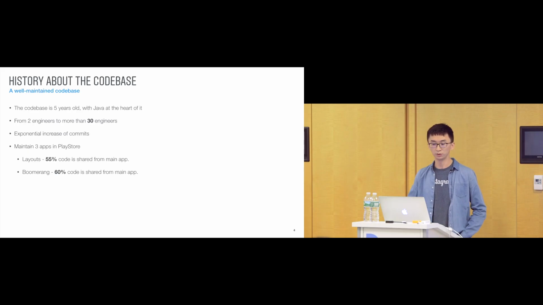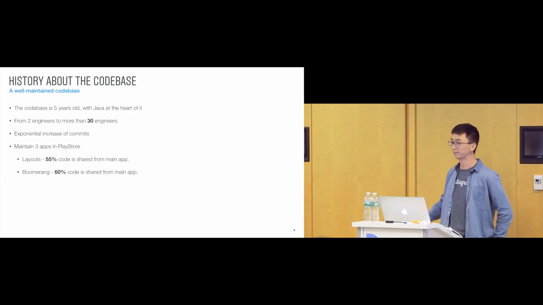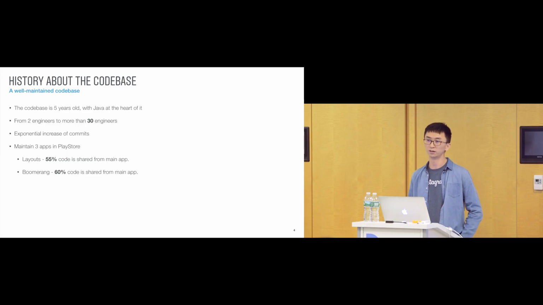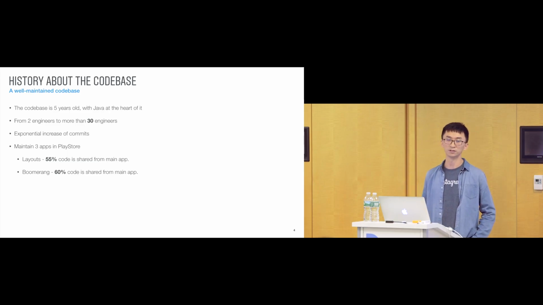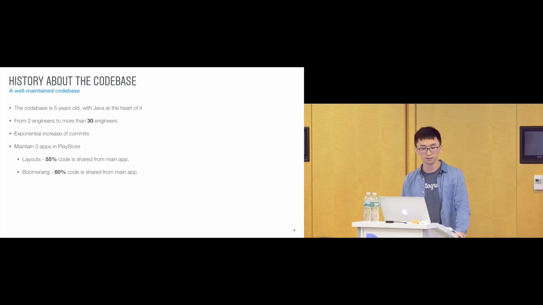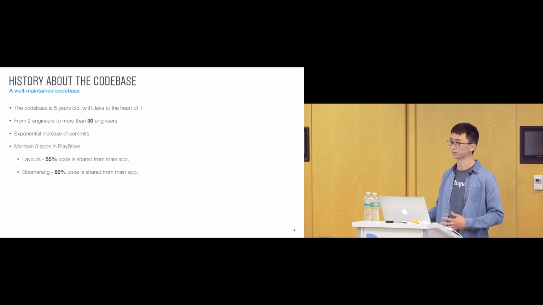So a little bit about the code base itself. Our code base is 5 years old. It's mostly Java. We have 90 to 95% of the code in Java. We have C++ code to facilitate certain CPU-intensive jobs like image processing, but it's mostly Java, and we love using Java. The scale of the code base increased from 2 engineers working on the product to 30 engineers today.